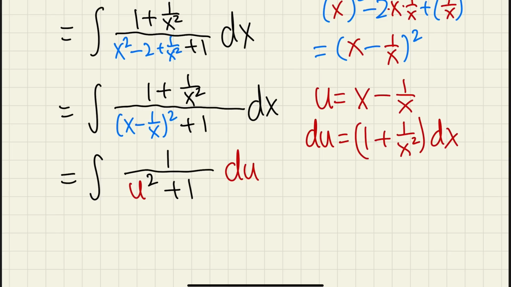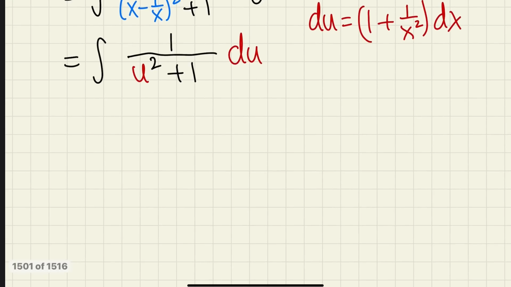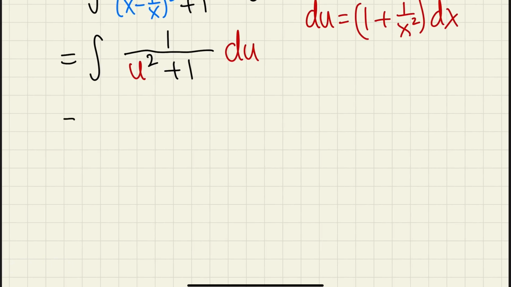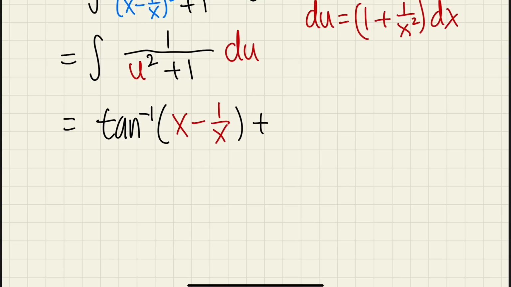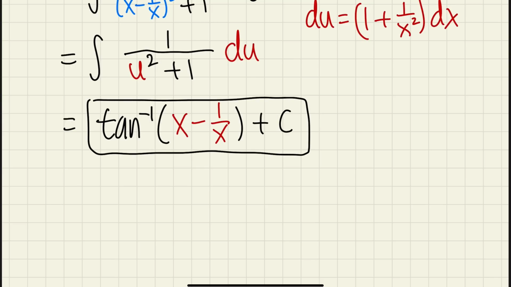And is this something that we can integrate? Yes, the derivative of what will give us this? Inverse tangent, yes. So the answer is just going to be inverse tangent of u, and u is equal to what? Well, just that expression, right? X minus 1 over x. And then we're done. Plus c. Just like that.